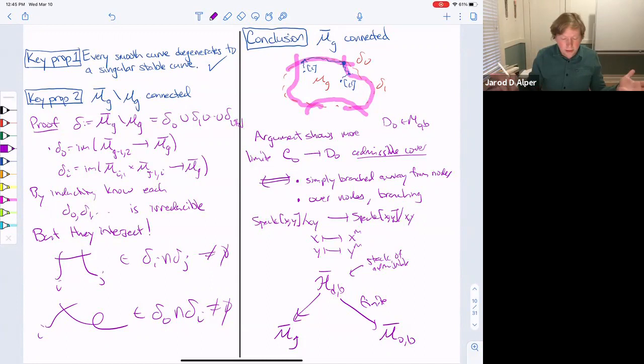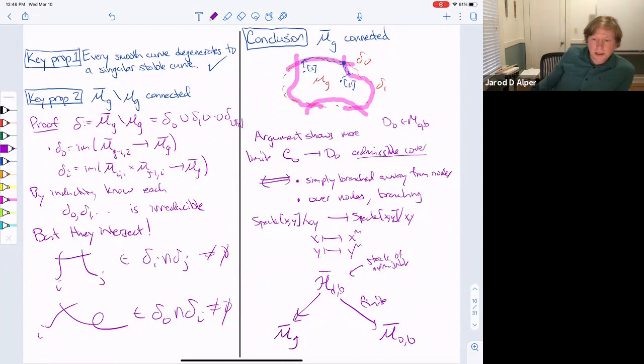And it's nice because if you play around with D, you can define particularly nice loci in MG bar. And this was Harris and Mumford's goal, to define divisors in this way. And then they actually computed the divisors in terms of, say, the boundary divisors, and were able to show that the canonical divisor was big, and that therefore, when G was sufficiently high, it's of general type. Anyway, here I'm just interested in the connectedness.